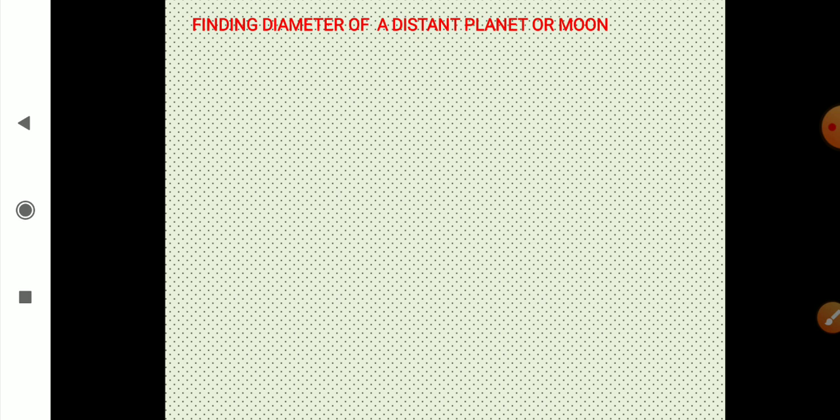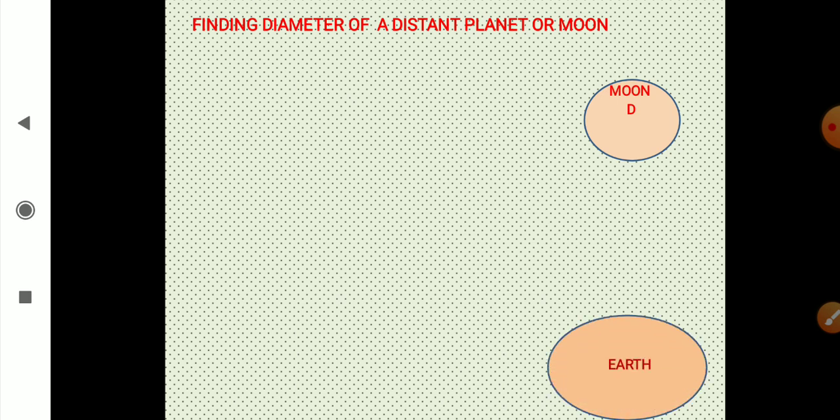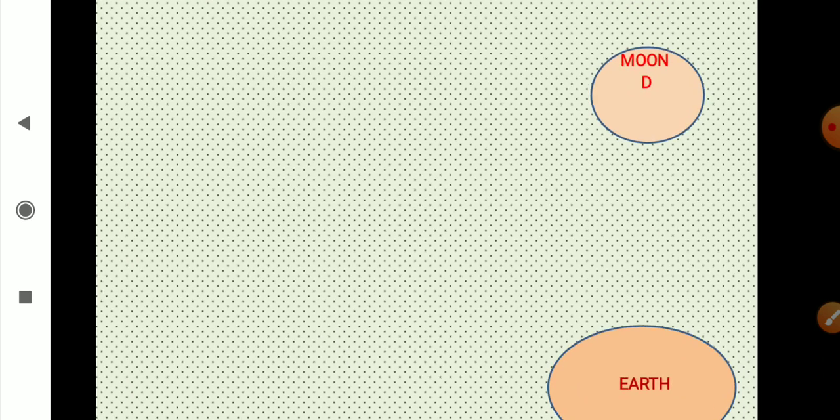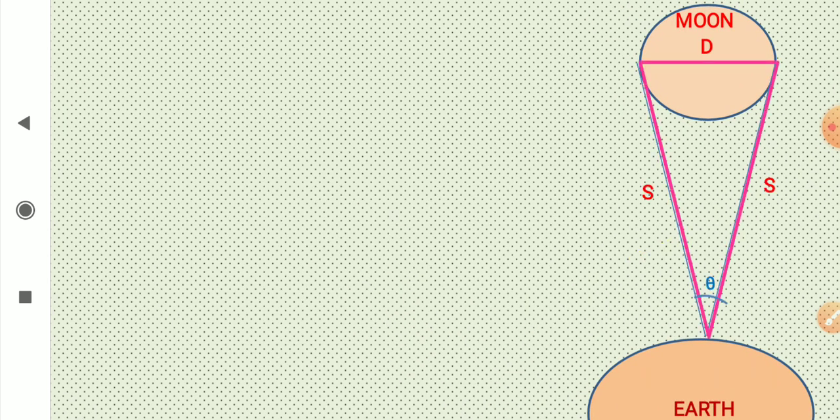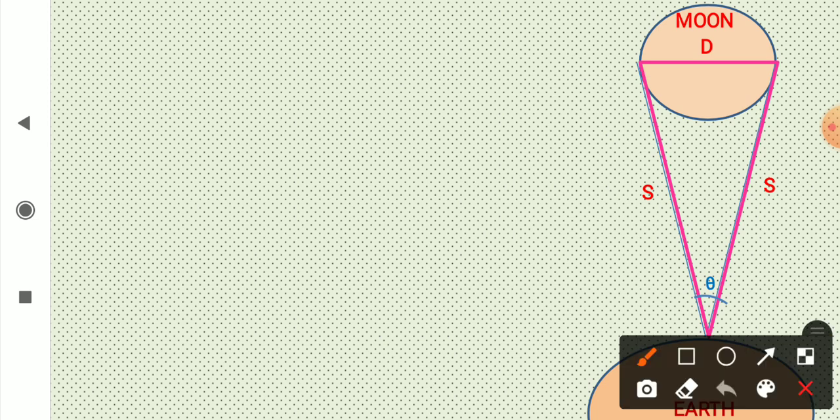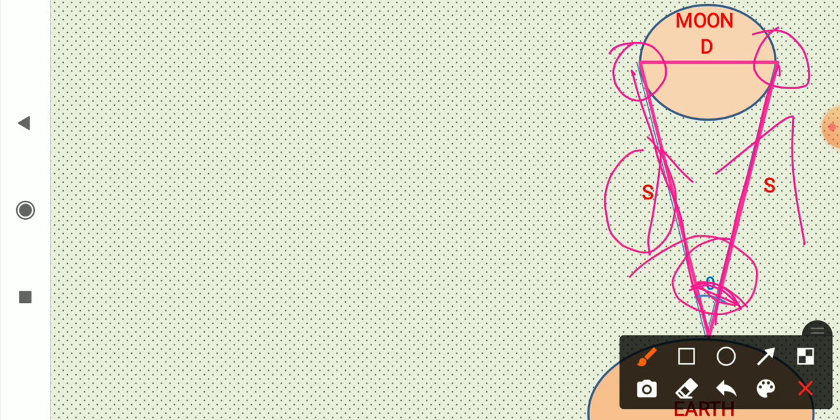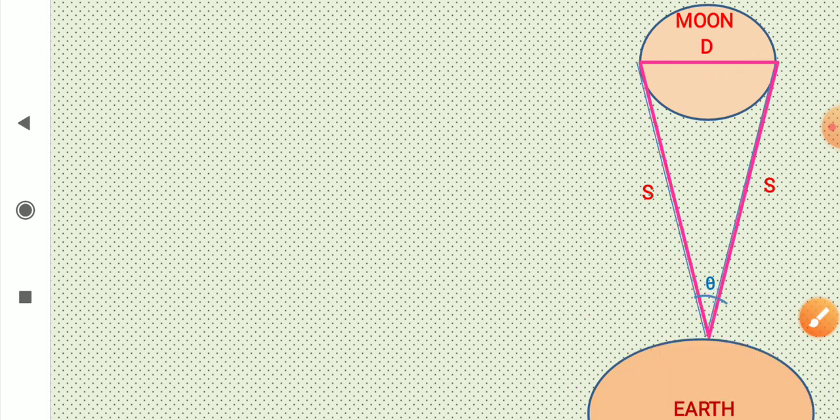Now, finding diameter of a distant planet or moon. So here we want to find out the diameter of the moon. So what we do is, we will observe the opposite ends of the moon's diameter from one point on the Earth. So one direction is along this, the other one is along this, and we can measure this angle. This angle theta can be measured, and if you know the distance between the Earth and the moon, then using the relation for angle, we can calculate D. This is what we are going to do.